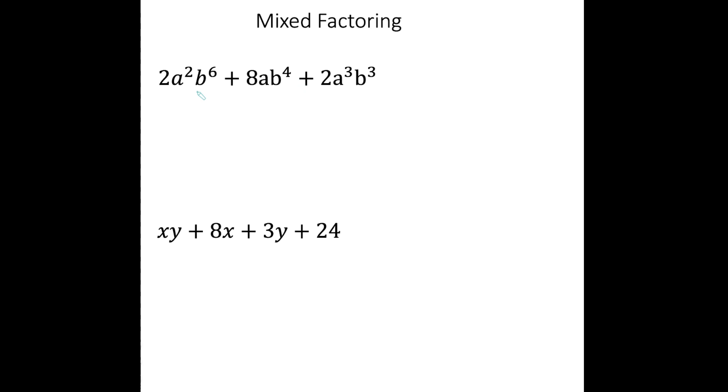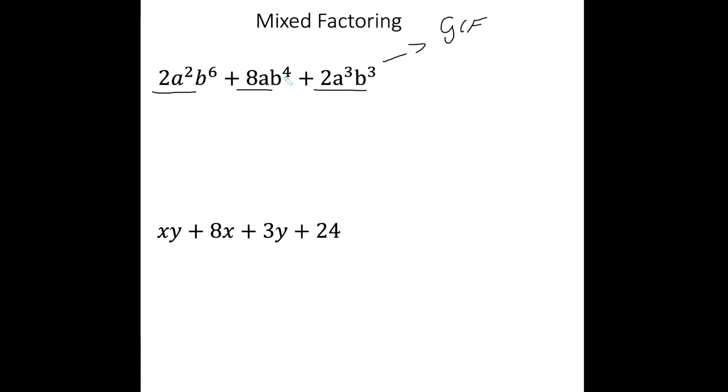Let's begin. My first problem, I have 2a squared b to the 6th plus 8ab to the 4th plus 2a to the 3rd b to the 3rd. Now, when I look at my problem, I know that it's multivariable. I have a's and b's together in every term. This is my clue that this would be a GCF factor. So I'm going to go about trying to find my GCF.